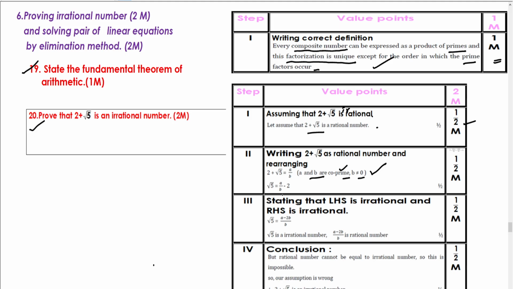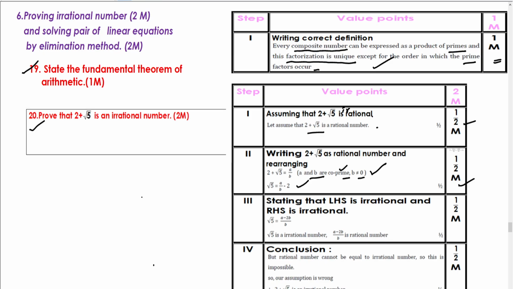Then rearranging. Take this 2 to the right side, so that root 5 will be left on the left side. A by b minus 2 will come on the right side. For this you will get how many marks? Half mark. Then take LCM. Many of you make mistakes in taking LCM. How is it? Now observe, a minus 2b, sorry, this one is a by b.